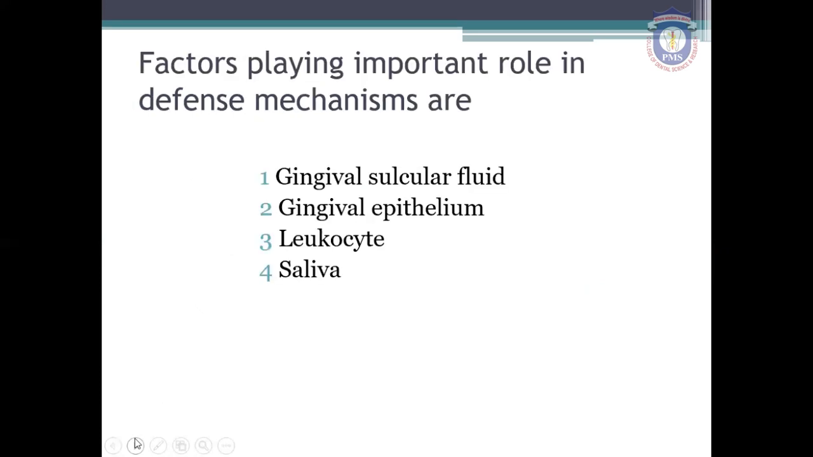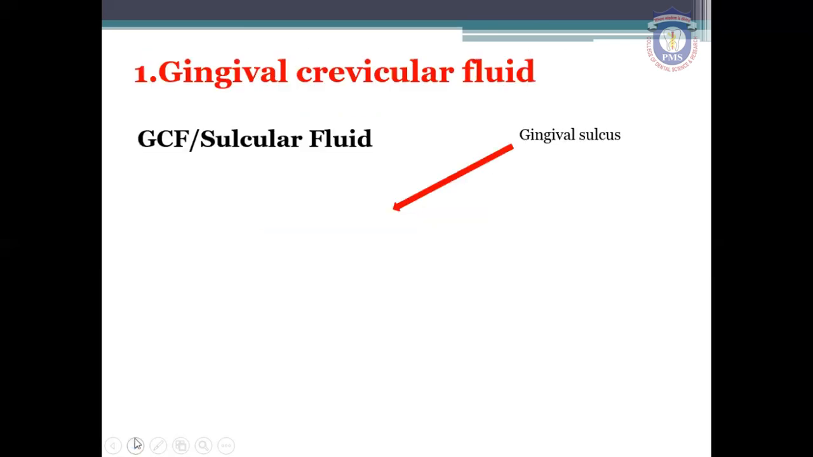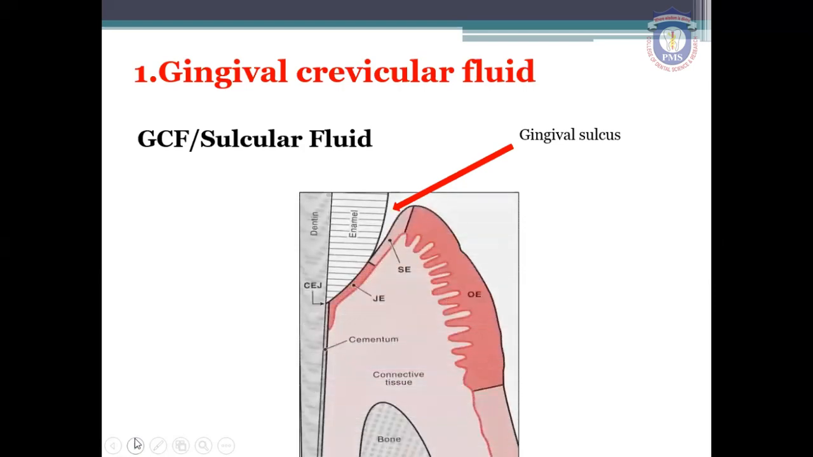So, what are these factors that help in defense mechanism? The gingival sulcular fluid, gingival epithelium, leukocytes, and saliva. Coming to the first factor, that is gingival crevicular fluid, which is also known as the gingival sulcular fluid. Why? Because it is found in the gingival sulcus, which is bounded by the tooth on one side and the gingival tissue on the other side. GCF is found in this gingival sulcus.